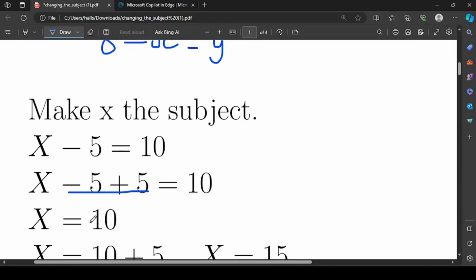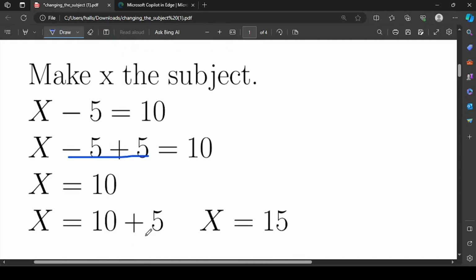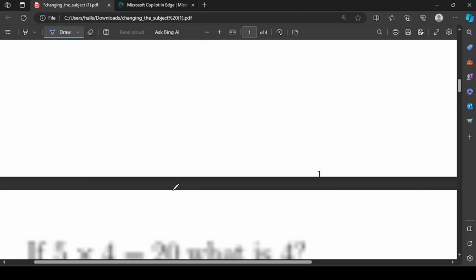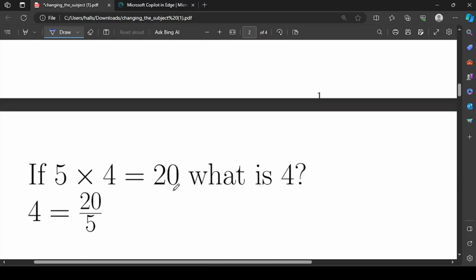But because this is an equation, and because I added 5 on the left side, I have to add 5 on the right side. And that's why we end up with the correct answer. X is equal to 15. So pay attention to that. In equations, what you do on one side, you have to do on the other side to keep balance, right? To be perfectly balanced. So that's it for addition and subtraction.